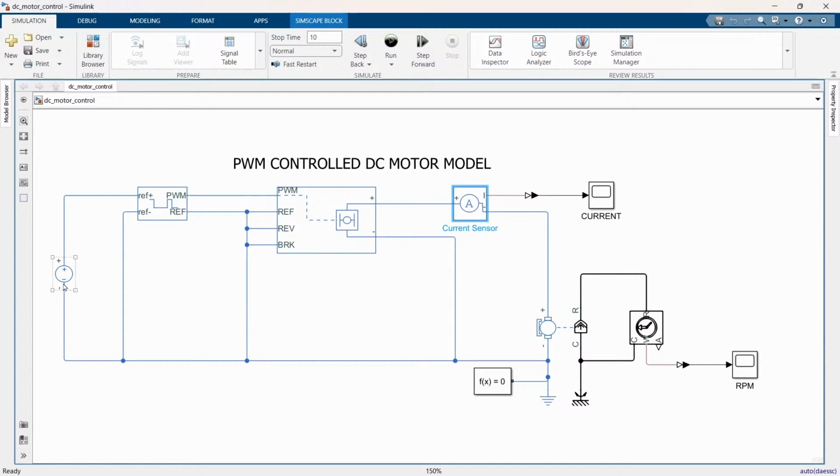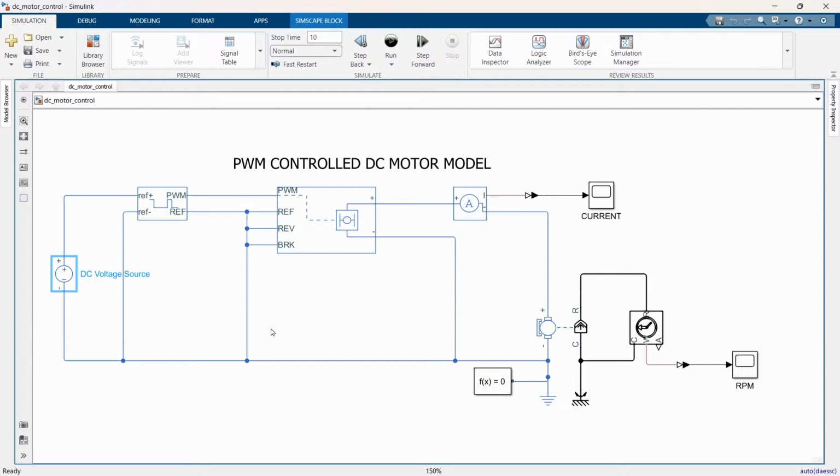So next we have a DC voltage source. This block represents the power source, the entire power source that applies a voltage to our system. Basically, it generates a constant DC voltage, simulating a battery or a power supply. So we can adjust the voltage level to control the power input to the motor.